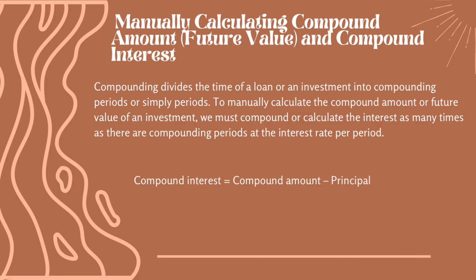Manually calculating compound amount, future value, and compound interest. Compound divides the time of a loan or an investment into compound periods or simple periods. To manually calculate the compound amount or future value of an investment, we must compound or calculate the interest as many times as there are compound periods at the interest rate per period. Compound interest equals compound amount minus principal.